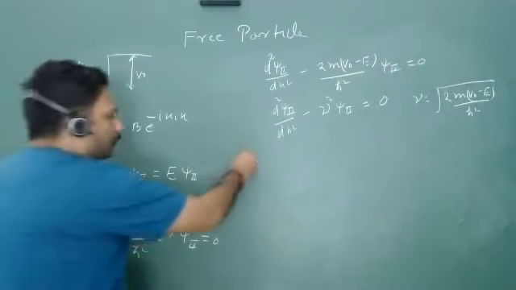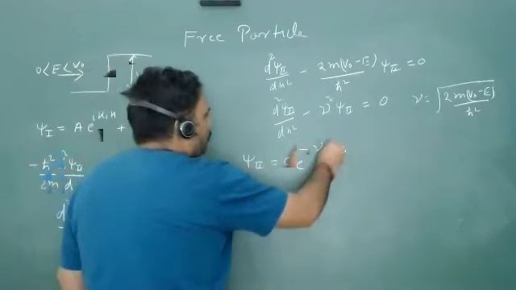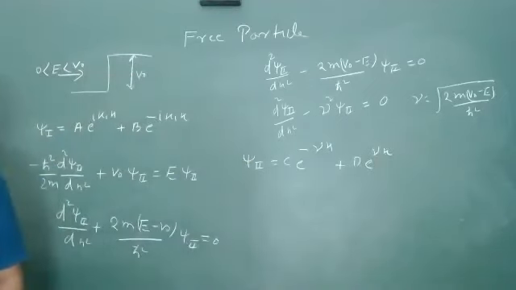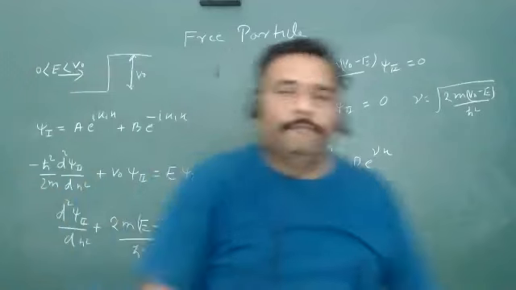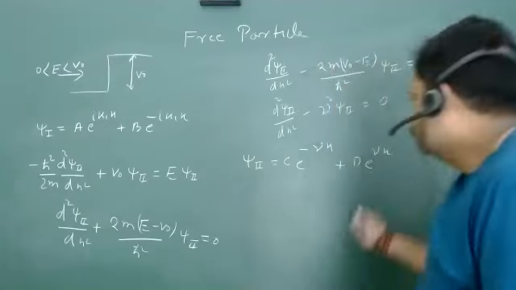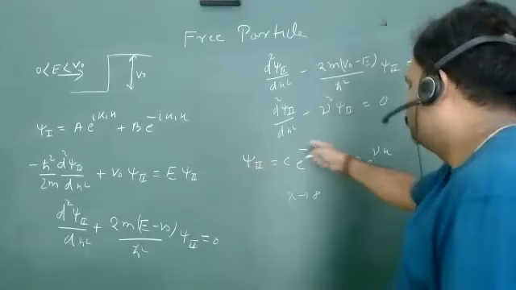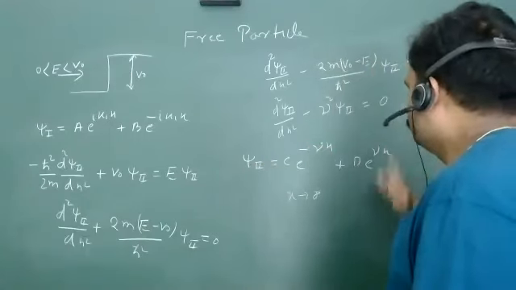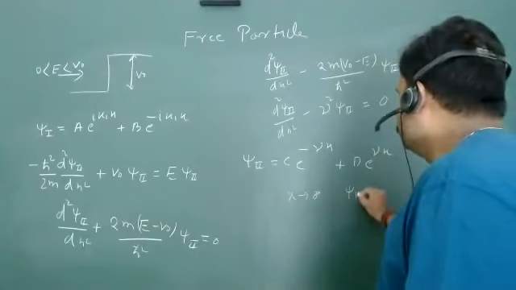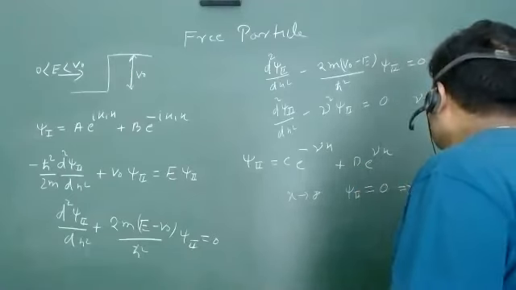So what should be the solution? The solution will be psi 2 is equal to, let's say, c e to the power minus gamma x plus d e to the power gamma x. And yes, if the wave function goes to infinity, then it must decay. So as x tends to infinity, what will happen? The first term will go to 0, but this will blow up. This will go to infinity. So as x tends to infinity, psi 2 must go to 0, which implies d must be 0.